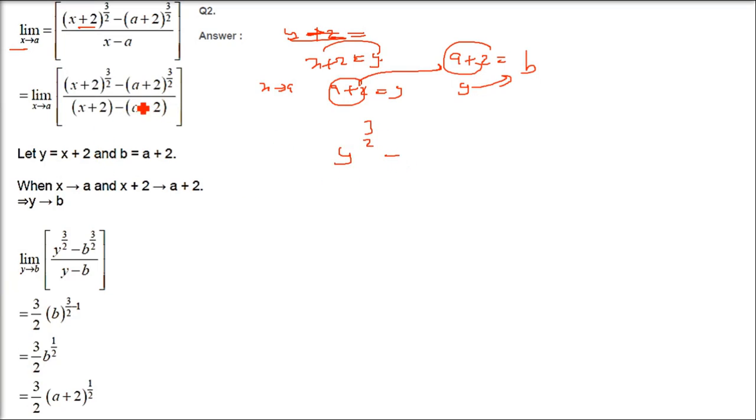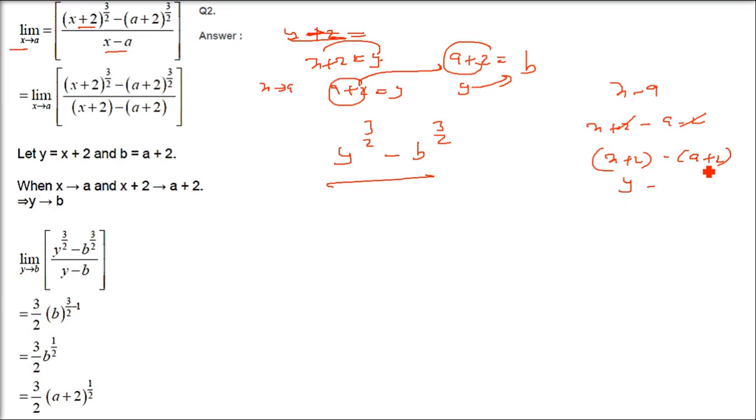X plus 2, y to the power 3 by 2 minus b to the power 3 by 2. And we have x minus a, we can write it as x plus 2 minus a minus 2. The 2 gets cancelled because x minus a remains. So this x minus a can be written as x plus 2 minus a plus 2, so you have y minus b.